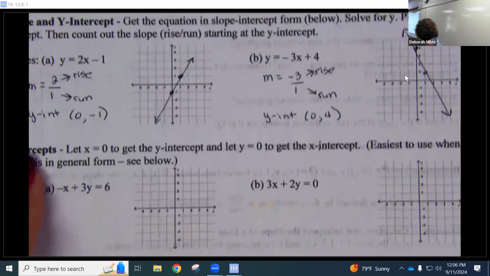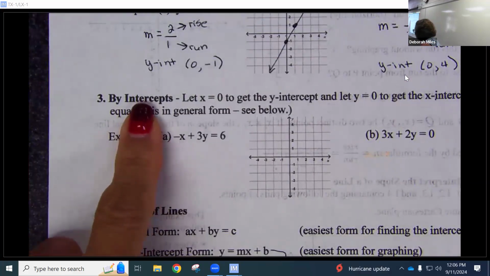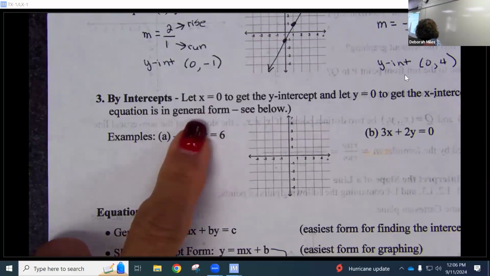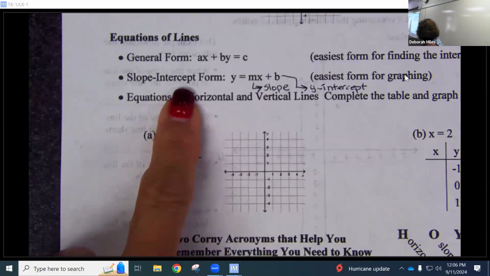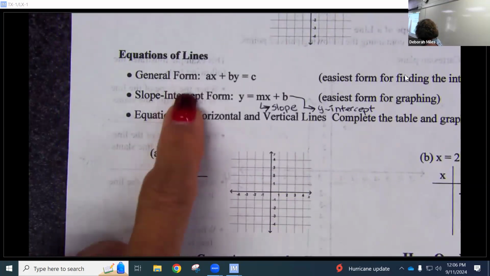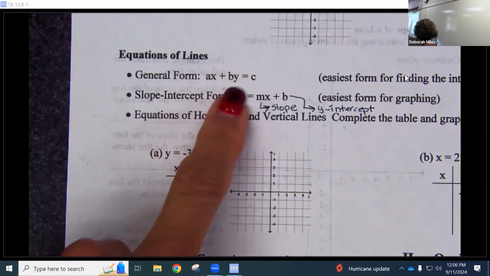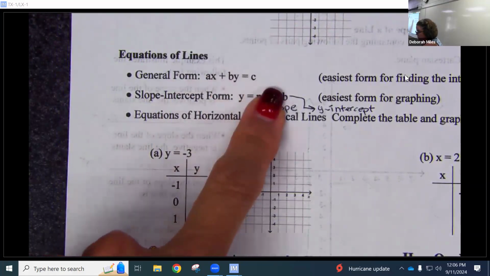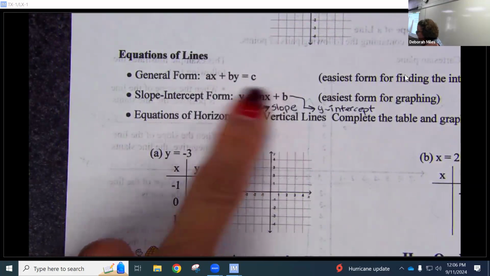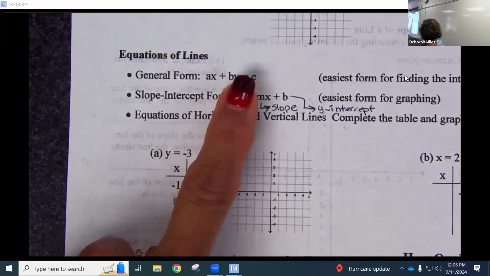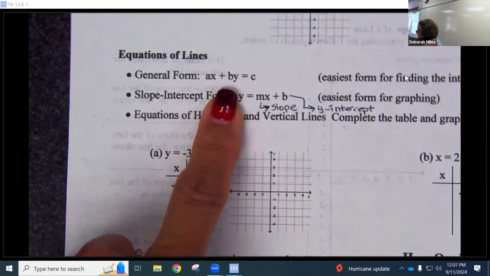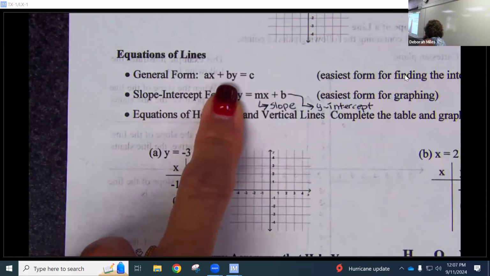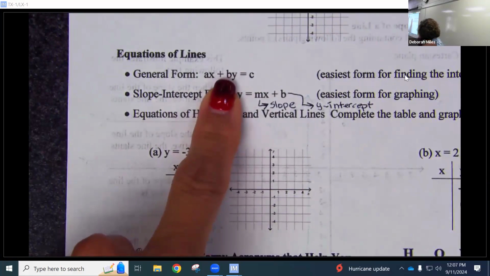The third way of graphing comes in handiest when your equation is in general form. I haven't yet told you what general form is, so zip back down here for a minute. General form is when your x and y are on one side and your constants on the other. You give me an equation in that form, then the easiest way to graph it's going to be finding both intercepts.